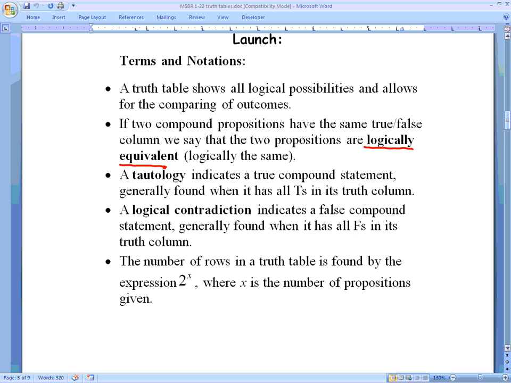Tautology, very important word. Think of it like the word total. Tautology indicates a true compound statement, generally found when we have all T's representing truths in a truth column. A logical contradiction is all false in the truth column. And the number of rows in a truth column is found by the expression 2 to the x, where x is the number of propositions.